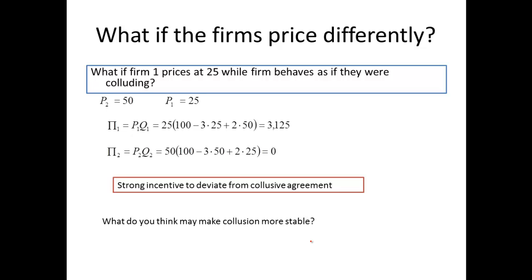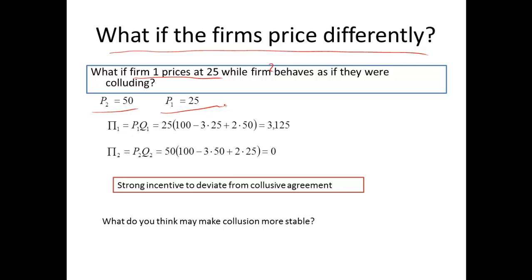Now so far, we've thought about what if each firm prices at 25, and we found the payoffs then. We've thought about what if each firm prices at 50, and we found the payoff to each of the respective firms then. Now I want to ask the question, what if the firms priced in ways that were inconsistent with each other? So what if firm 1 were to price at 25, while firm 2 behaves as if they were colluding? So in other words, firm 2 charges 50 and firm 1 charges 25.